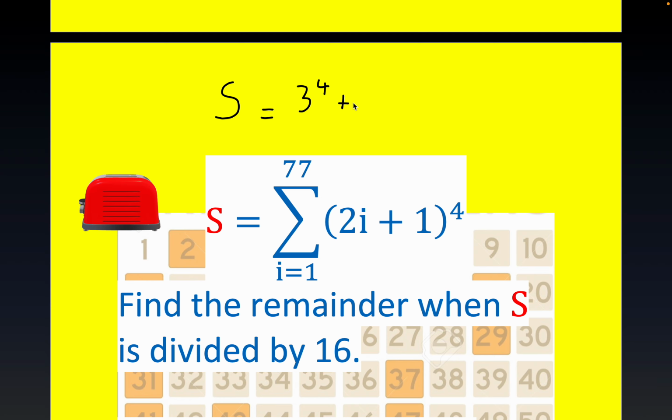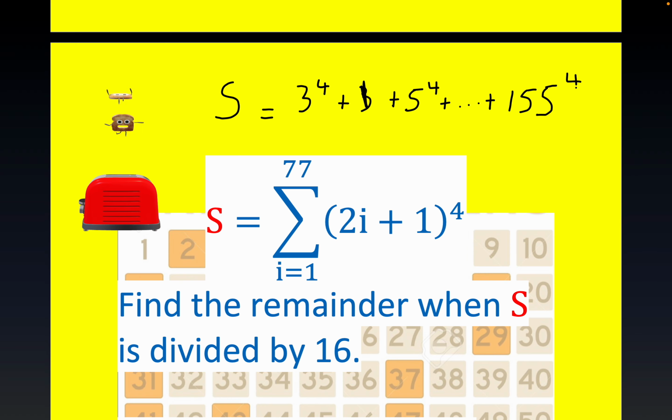And then what's the next one? For i equals 2, you would have 5 to the 4th power, right? Okay, and then the very last one is what, 77, 140, 155 to the 4th power. So just that alone would be a pain to calculate by hand, just the last term.